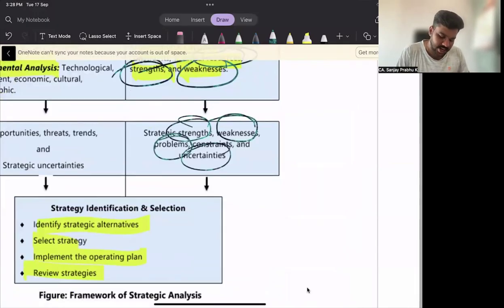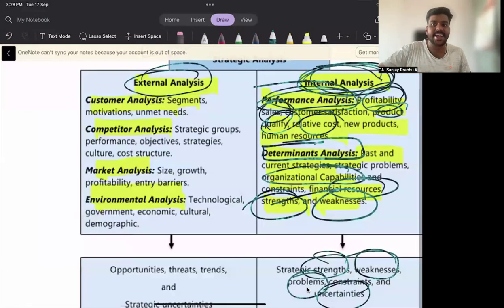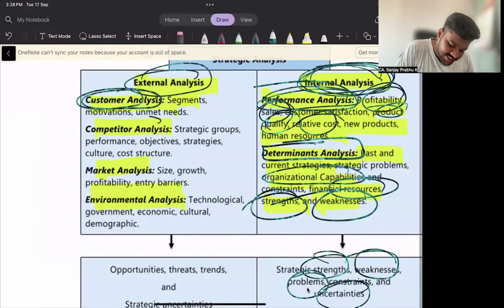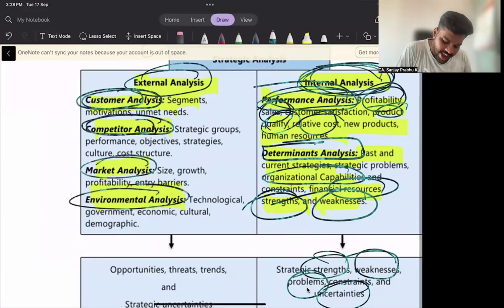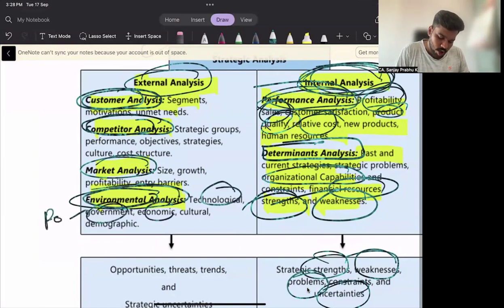Then if you're looking at the external environment, there is something called customer analysis, competitor analysis, market analysis, environment analysis. Simply, you can say PESTLE analysis. See, environment, technology, law, government means political, economic, culture, demographic. All this is nothing but your PESTLE analysis.